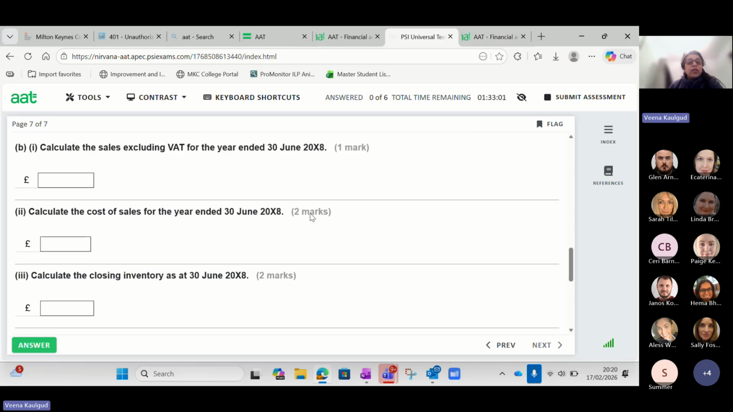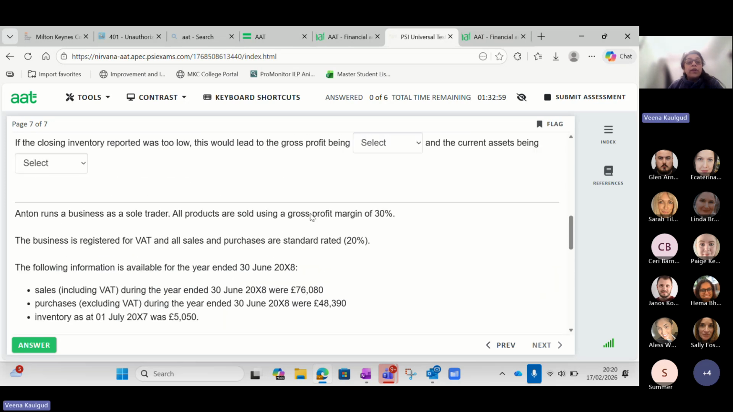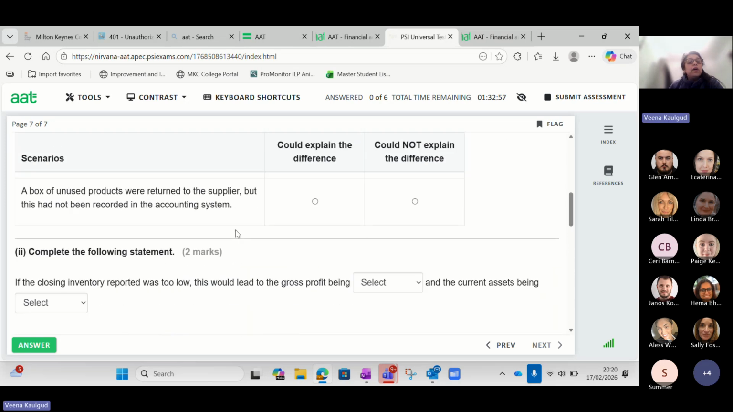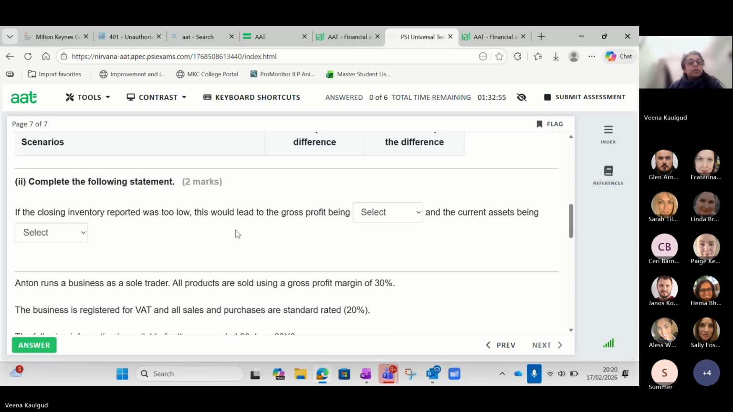I'm glad they're asking only these kinds of questions. I thought they would ask very big questions on this topic. If the closing inventory reported was too low, this would lead... So I am seeing, guys, this is all about knowledge. What affects what? What affects the profit if an expense is more?